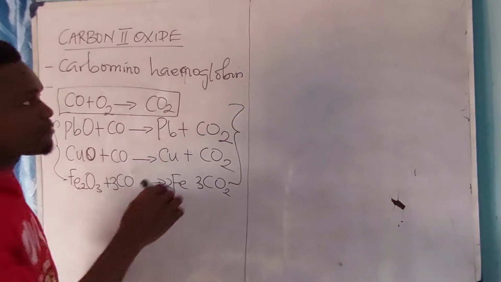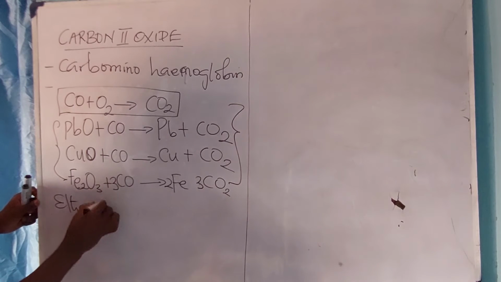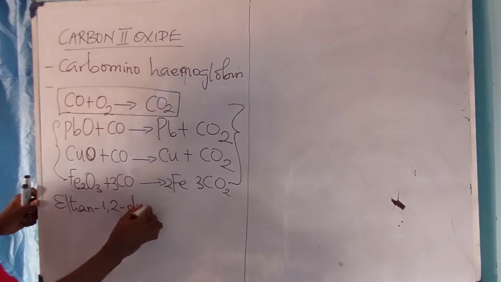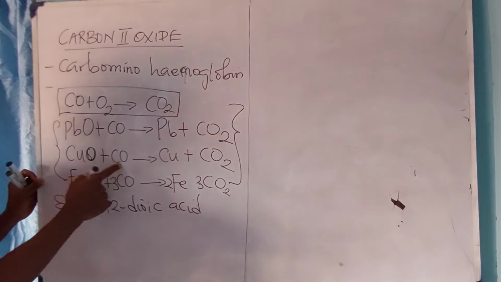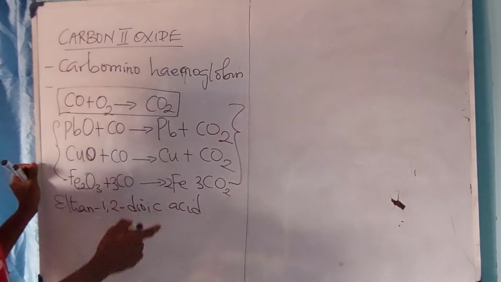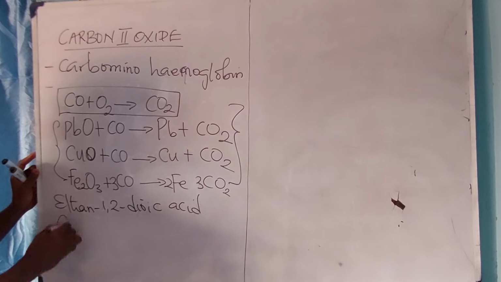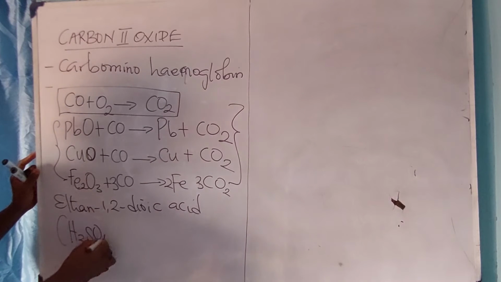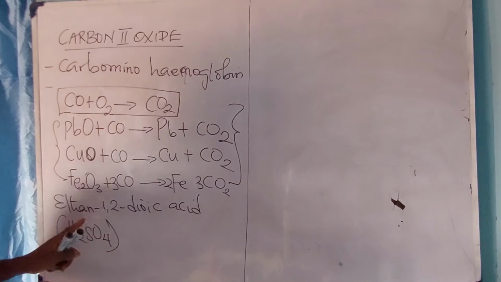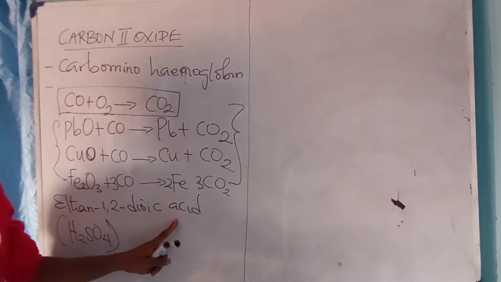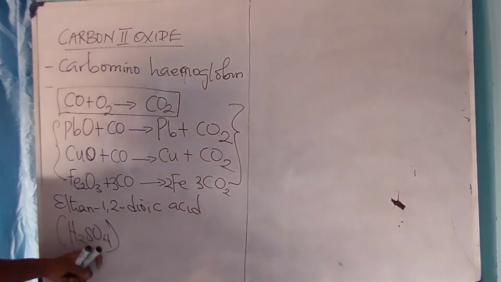Carbon 2 oxide is formed from ethan-1,2-dioic acid. Carbon 2 oxide is produced from ethan-1,2-dioic acid in the presence of a dehydrating agent called H2SO4. Please take note of that. Carbon 2 oxide is formed from ethan-1,2-dioic acid in the presence of a dehydrating agent called H2SO4.